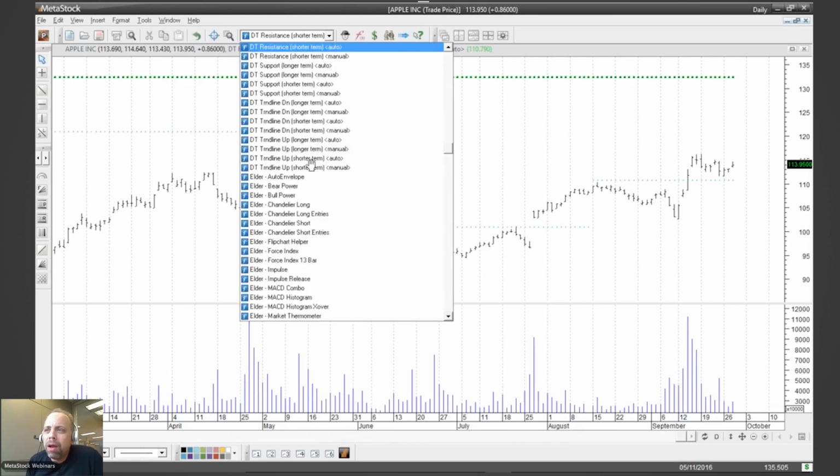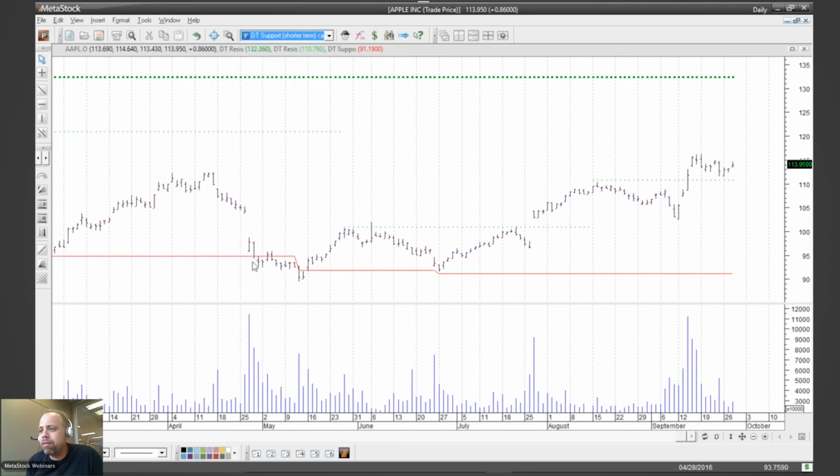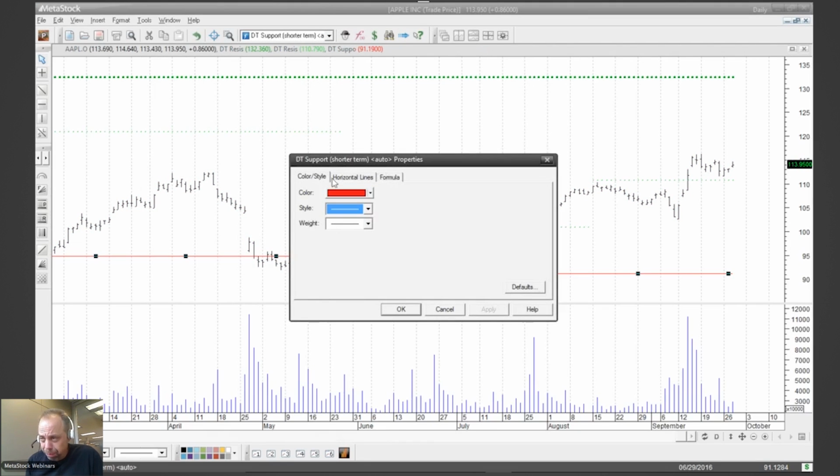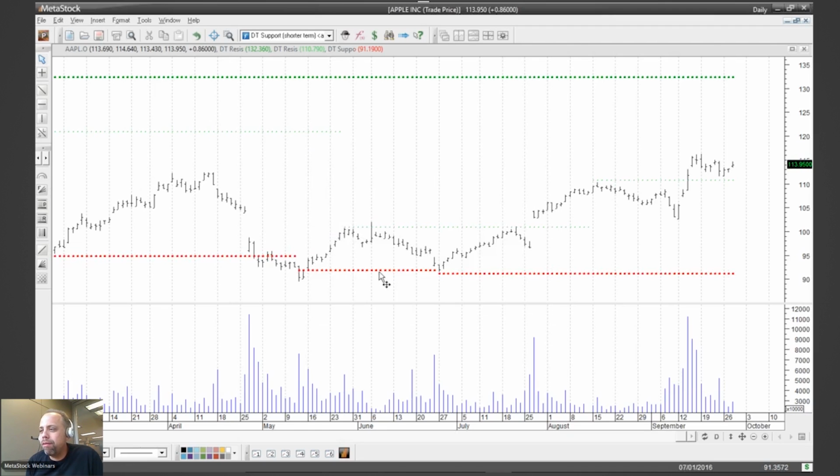I'm going to do that also with the support. So let's grab support. This is the longest term support level. I could drop this in and change the colors. I'll leave this one as red. I'll make it a dotted line and I'll make it real thick. Click on Apply, click on Close, and now I've got a long-term support level on the chart.